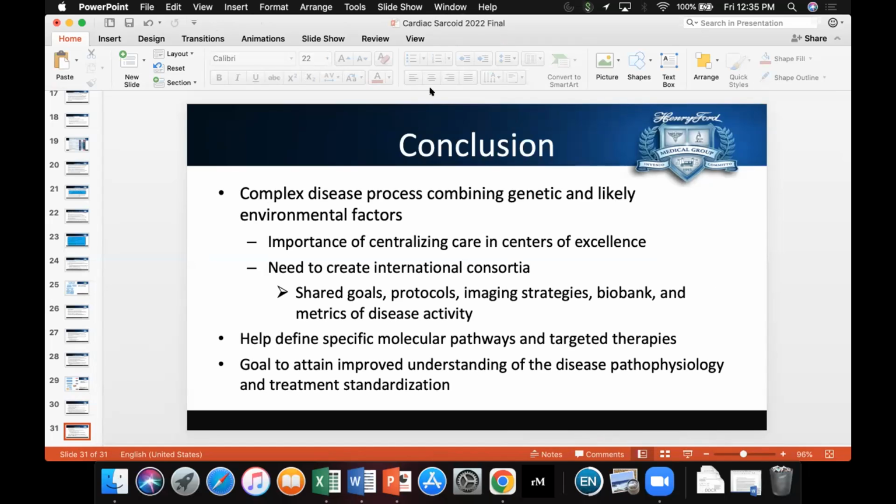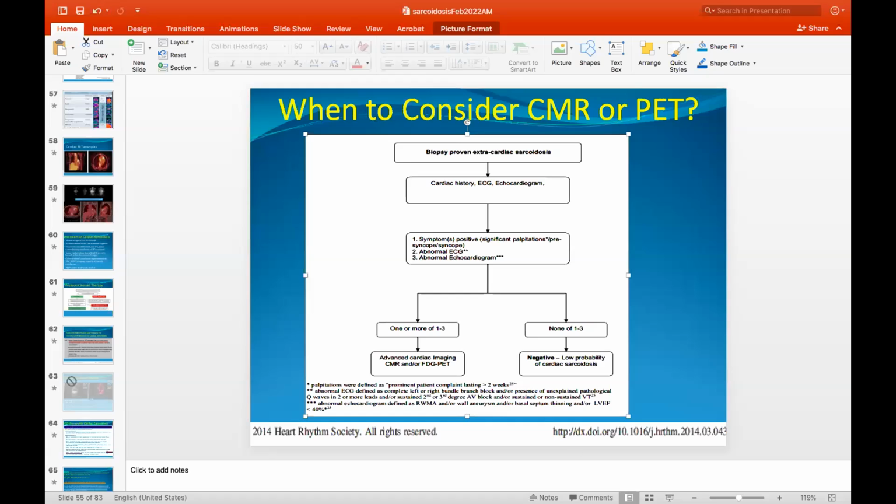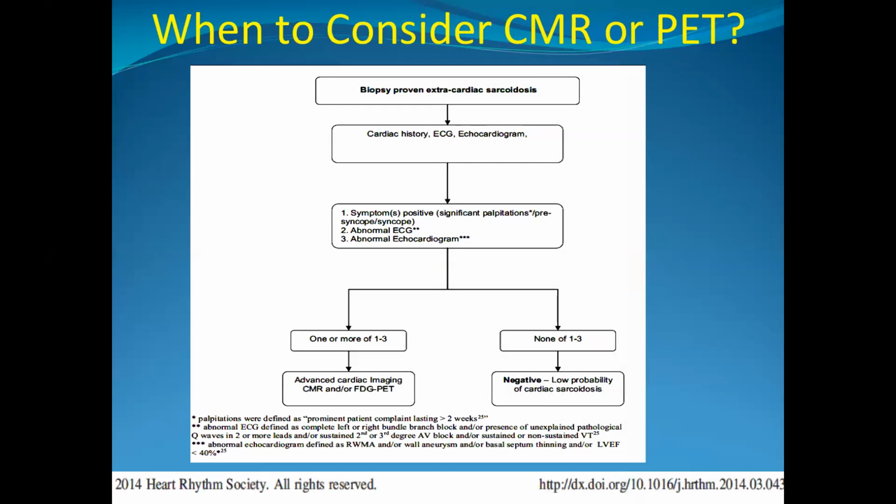Number one is, when do you actually get advanced imaging? I know Lindsay did go through this. I'm just going to share one very simple slide, of what the Heart Rhythm Society recommends, which I think is very reasonable, and Lindsay touched on this. If you're searching for cardiac sarcoid, the key thing is to start with the fundamentals, as mentioned: history, ECG, and echo.